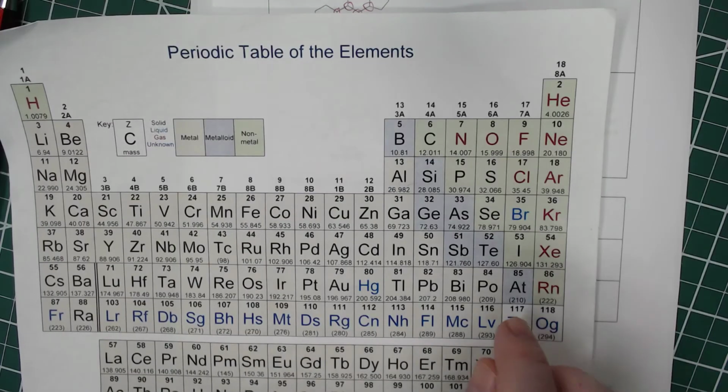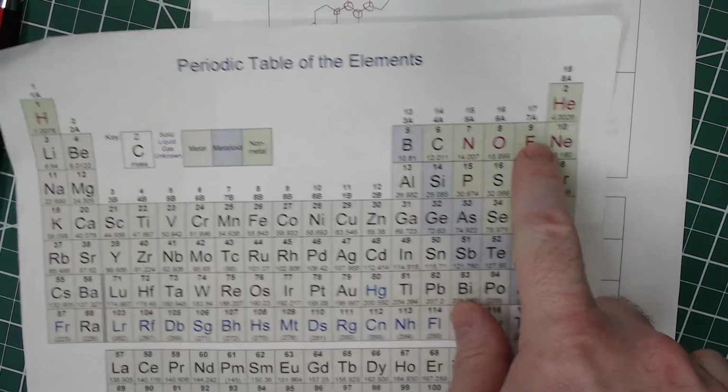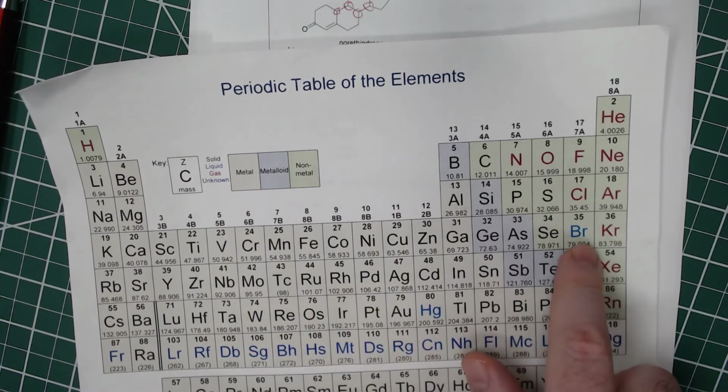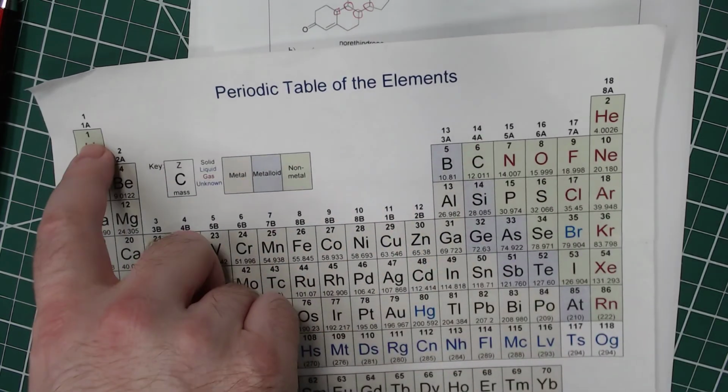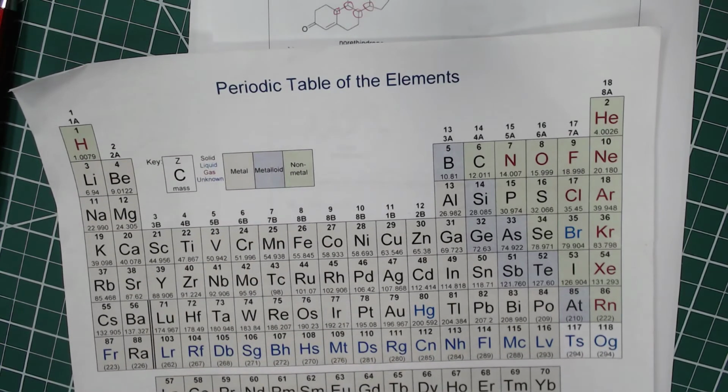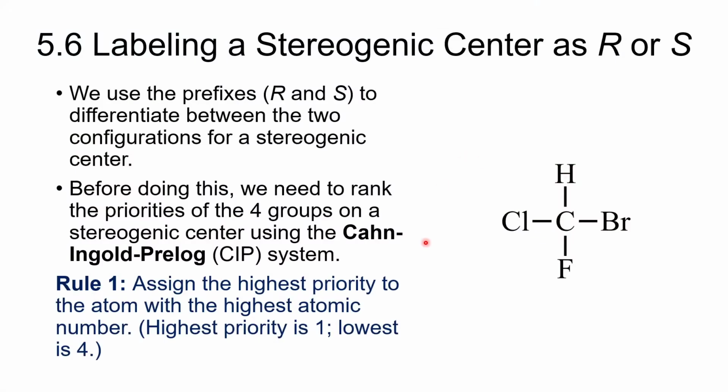So we'll come back over here. There's bromine, there's chlorine, there's fluorine, and hydrogen. Bromine is the biggest with an atomic number of 35. Chlorine's next, then fluorine, and then hydrogen. So highest priority is bromine at atomic number 35, chlorine at atomic number 17, fluorine at atomic number 9, and then our lowest priority, 4, is hydrogen at atomic number 1. All right, so that's our first rule.